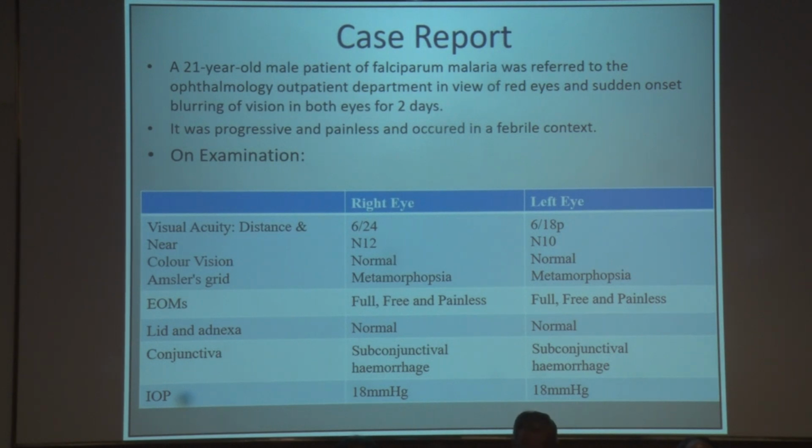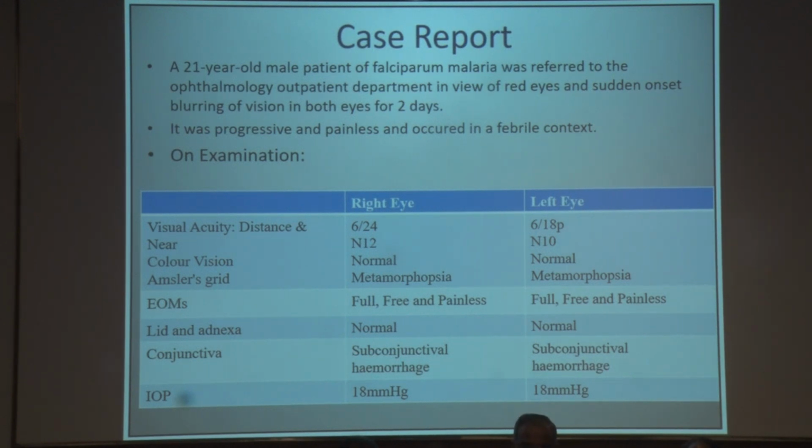On examination, the patient had a distant visual acuity of 6/24 in the right eye and 6/18 partial in the left eye, and near acuity of N12 in the right eye and N10 in the left eye. His color vision was normal in both eyes. On Amsler grid examination, he had metamorphopsia in both eyes. Extraocular muscle movements were full, free, and painless in both eyes.